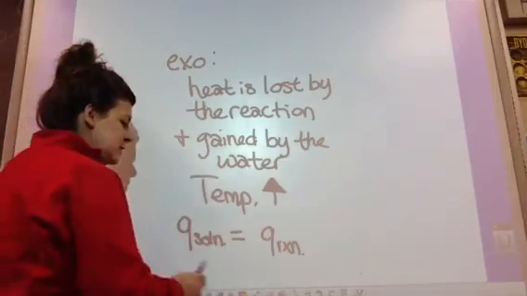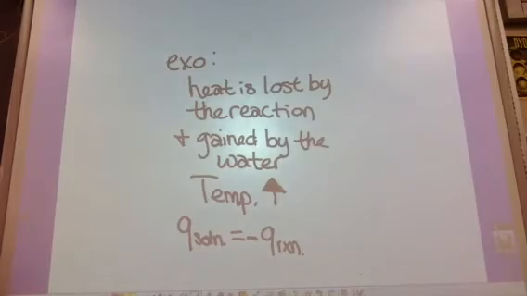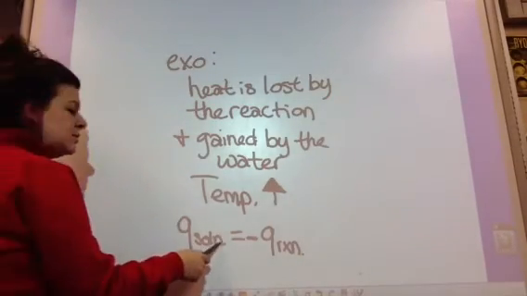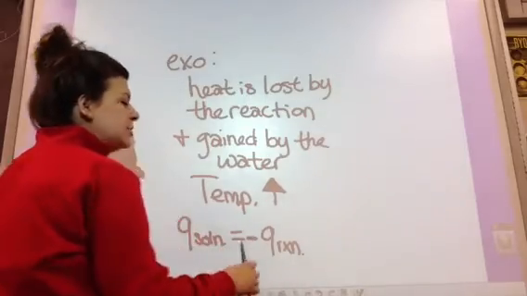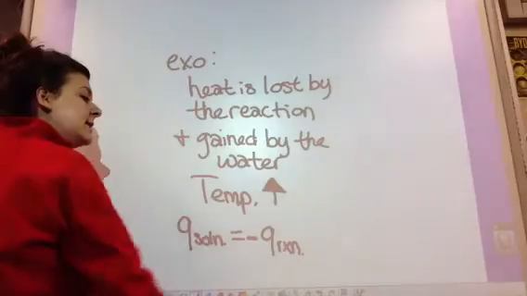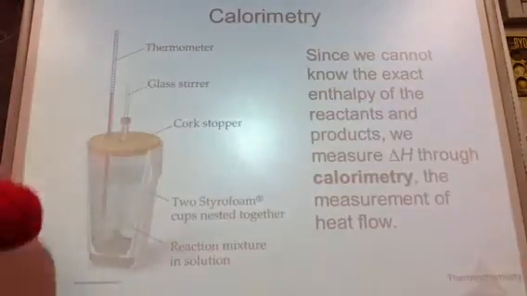So if this one's positive, my Q reaction is going to be negative. They're equal in magnitude but opposite in sign. So Q solution could equal a negative Q reaction, or it could be vice versa. A negative Q solution would equal a positive Q reaction. Okay.